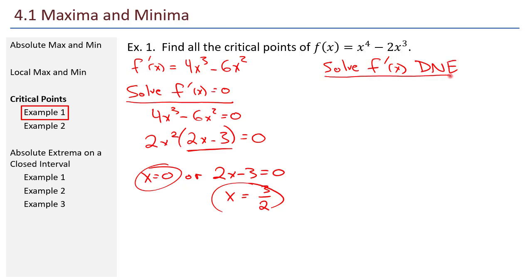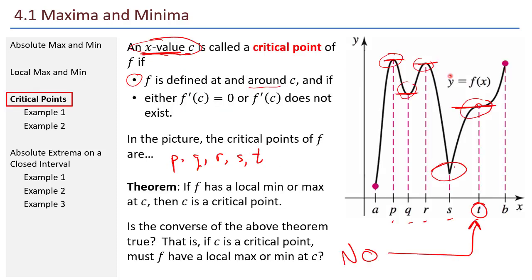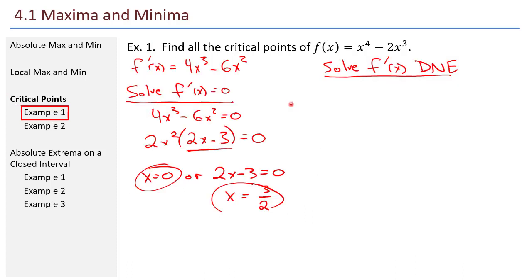If I go back a slide, here it is. Remember, to be a critical point, either the derivative is 0 or the derivative doesn't exist, so I have to figure that out also. All right, going back. In this case, when I consider my derivative, does that ever not exist anywhere? No, it always exists. So I'll just write f prime of x exists for all x. So nothing new to consider there.